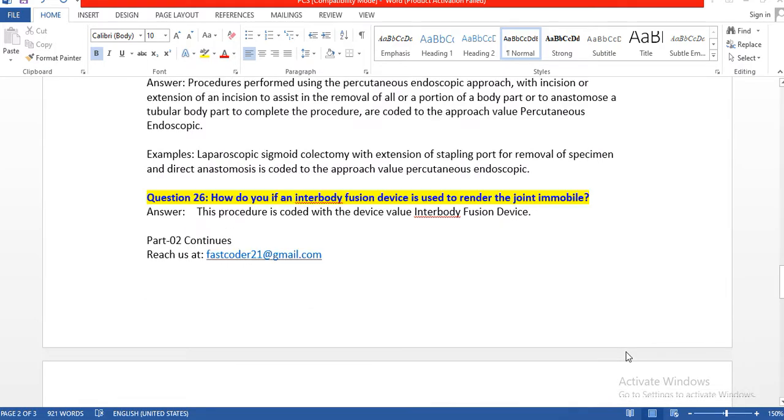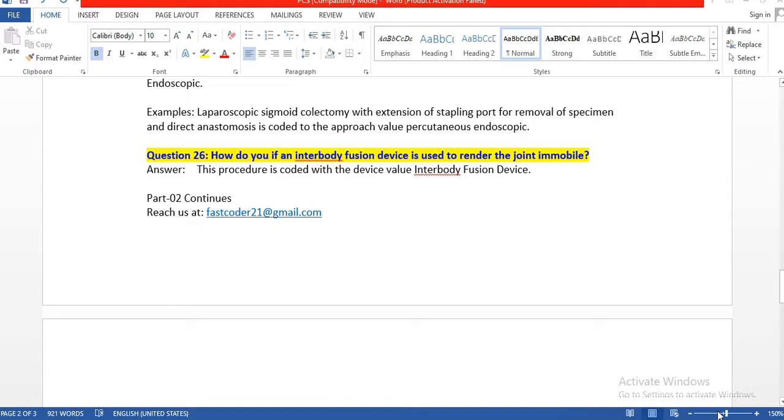Question 26. How do you code if an interbody fusion device is used to render the joint immobile? Answer. This procedure is coded with the device value interbody fusion device. So fusion is the procedure to limit the movement of the vertebrae, to reduce the pain. This is part 1. Soon we will make part 2 also.